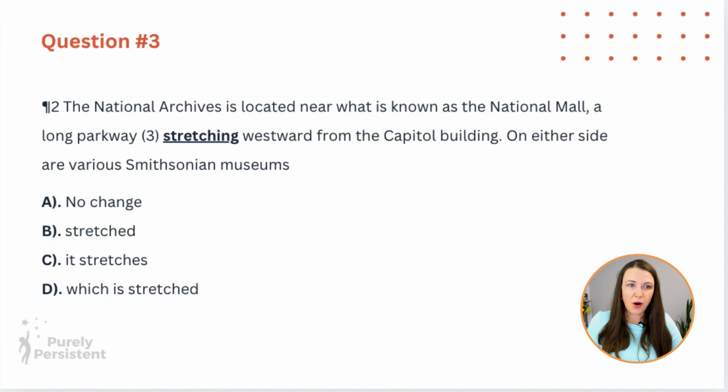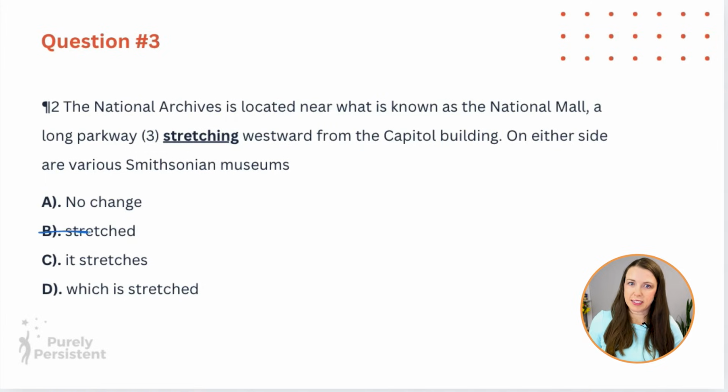But we need to think about, how is it written? Like, is it stretching present tense? Is it stretching right now? Or is it stretched as in the past? It's stretched, but it doesn't stretch anymore, right? So let's think about it here. So we have Long Parkway stretching. So that's the A, no change. Yes, it is still stretching. Okay, so B, stretched. Again, that would be, it's not stretching anymore, but it is, right? It is still stretching.